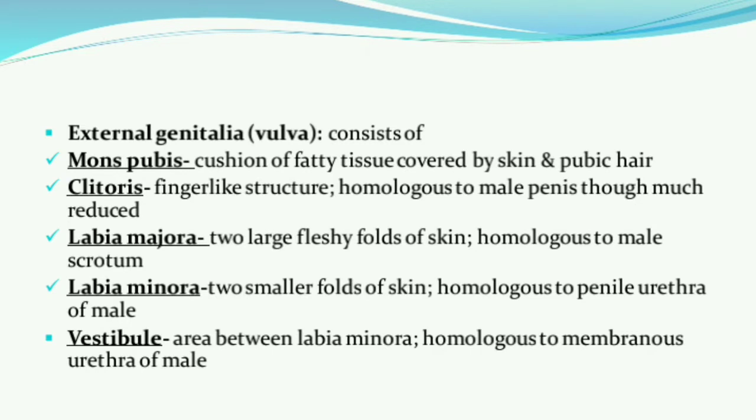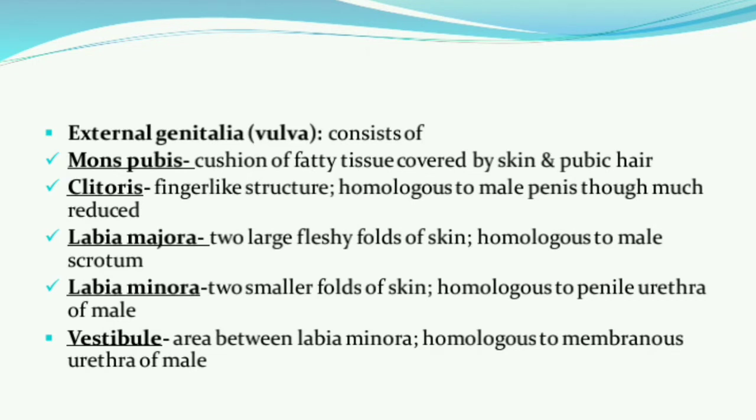The next structure is clitoris. Now remember, clitoris is a finger-like structure and it is homologous to penis in male. But clitoris differs from male penis as it is very much reduced in size and it's a solid structure. However, male penis has urethra, while clitoris does not have a corpus spongiosum. There are urethral orifice and vaginal orifice in the midline of vulva.